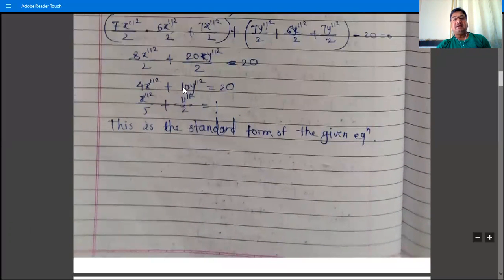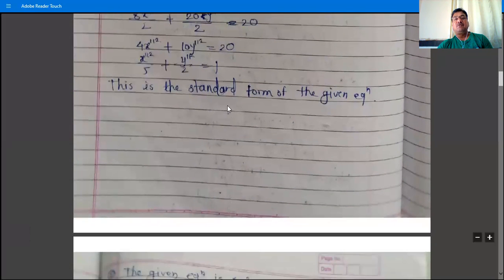Then divide by 20 throughout. So what do we get? Actually 8 by 2 means 4, and 20 by 2 means 10. Then dividing by 20, 4 by 20 is 1 by 5, and 10 by 20 is 1 by 2. So this is the standard form of the given equation.